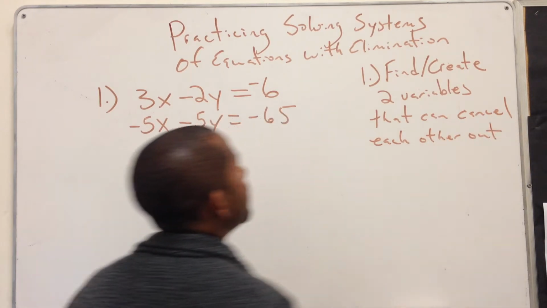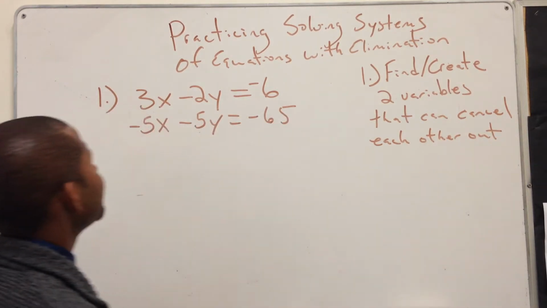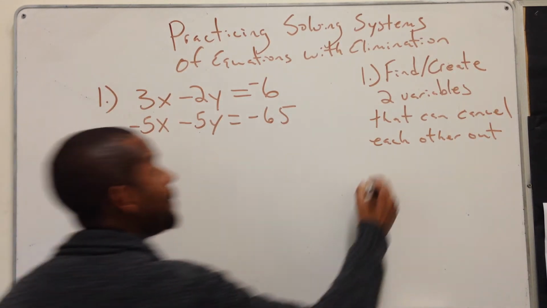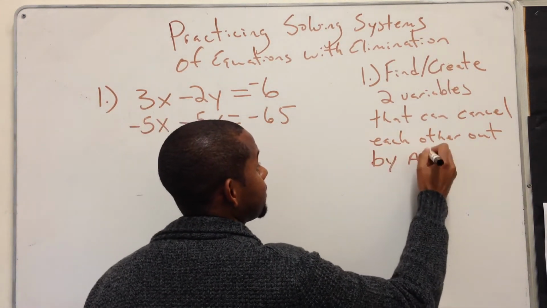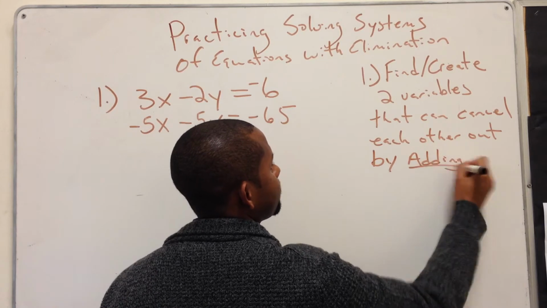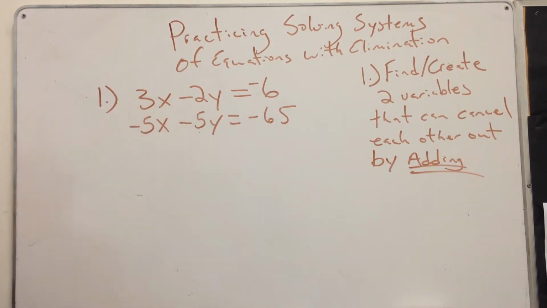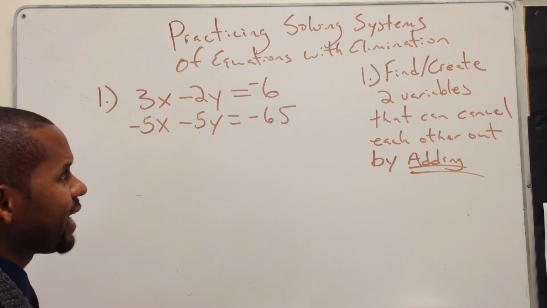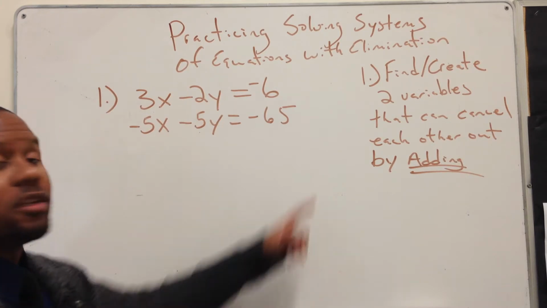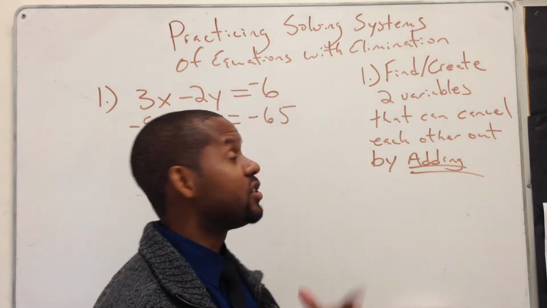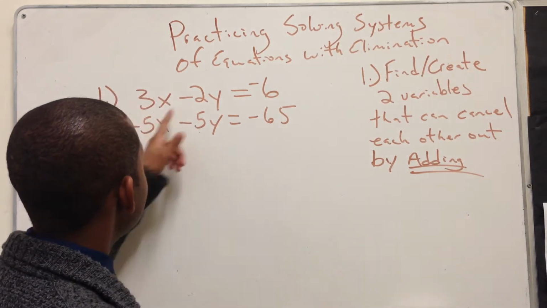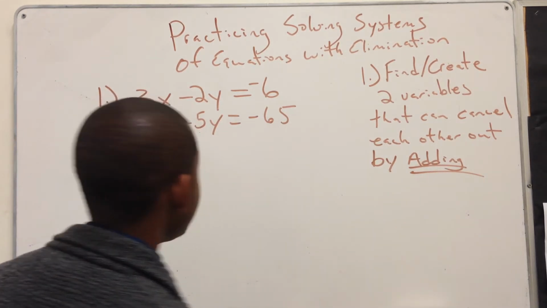Okay? So starting with that, the first thing I'm going to say is, by adding. Let's put by adding. Because that's going to be important. So I'm looking at my x's, and 3 and negative 5 don't cancel out if I add them. Negative 2 and negative 5 don't cancel out if I add them. So what I need to do is create a way that these variables cancel out.